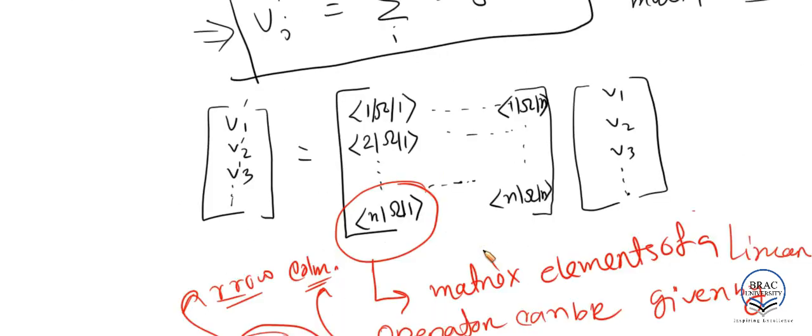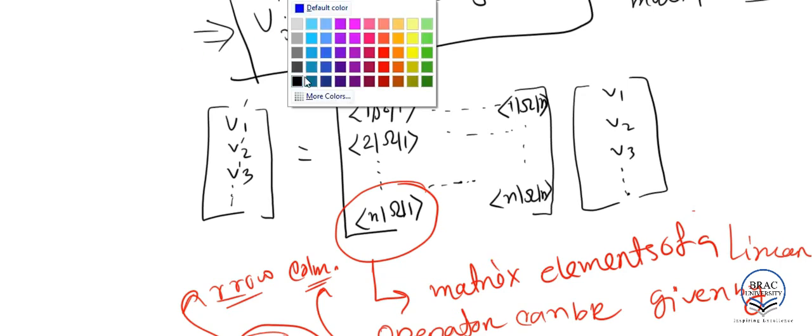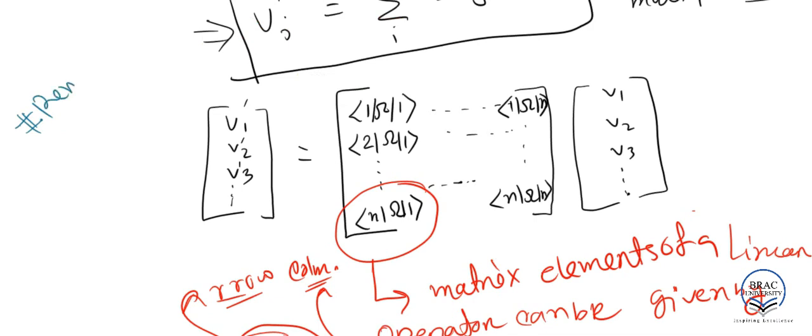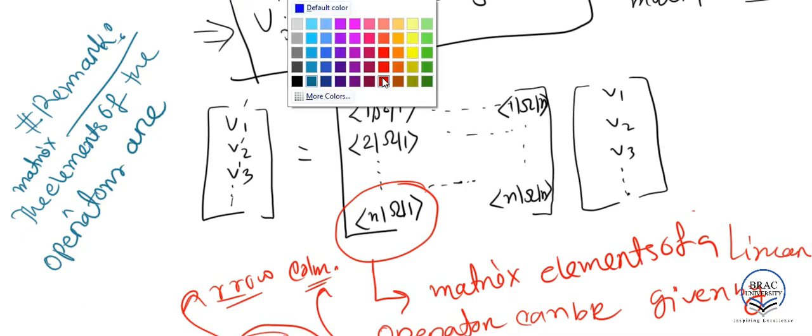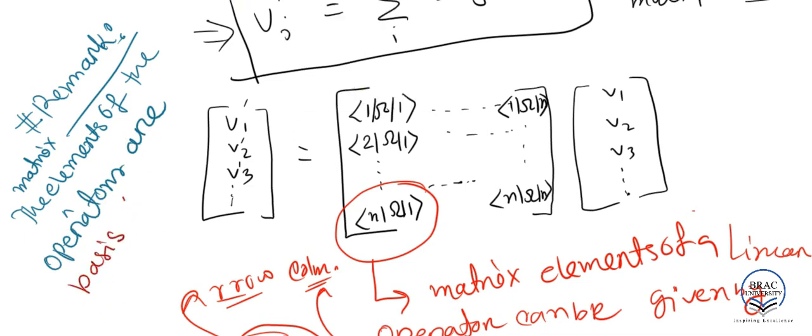And here there is an important remark, okay, let me write it down. An important remark is that the matrix elements of the operators are basis dependent. So this is an important remark to keep in mind, and hopefully we'll discuss more when we talk about these linear operators in the next lectures.